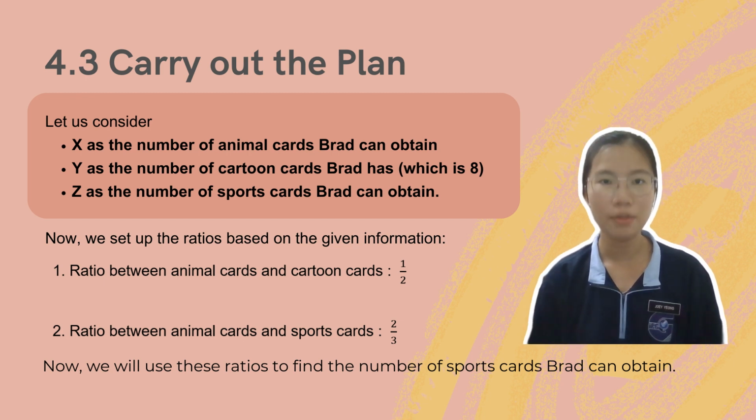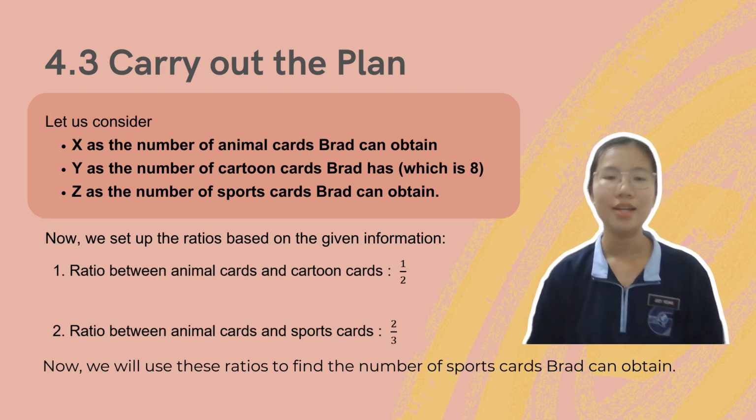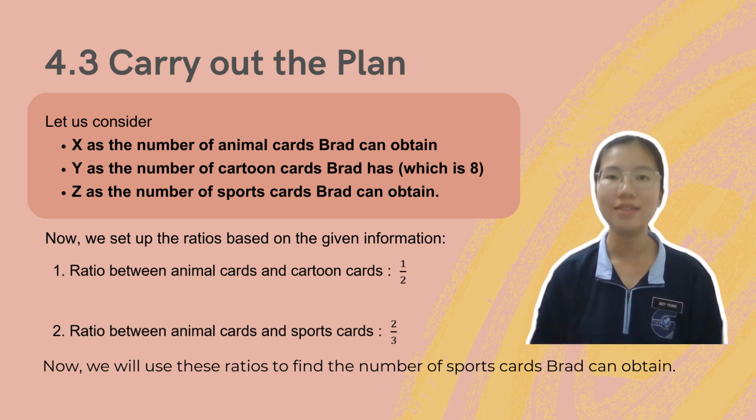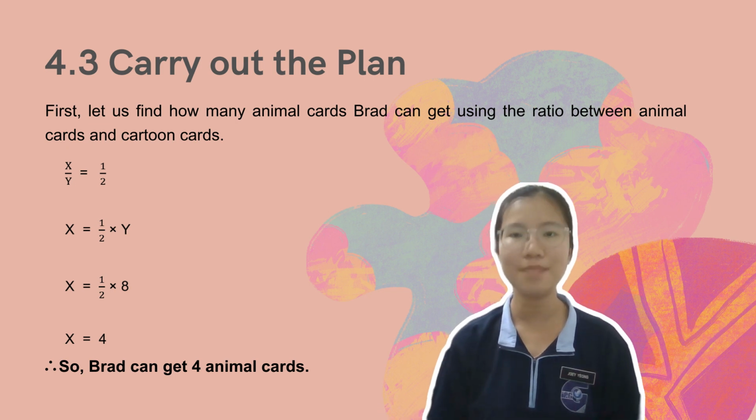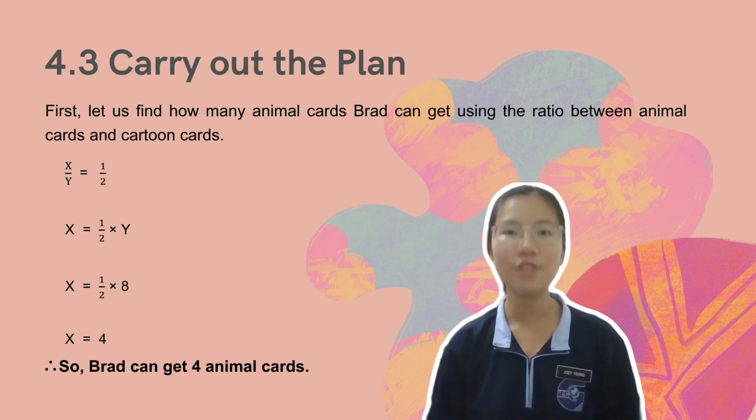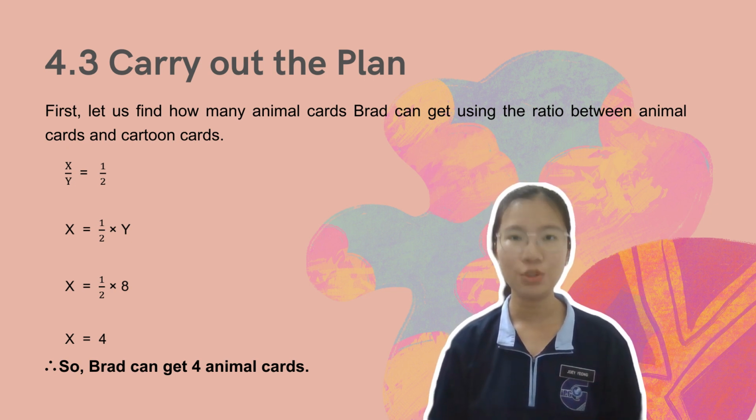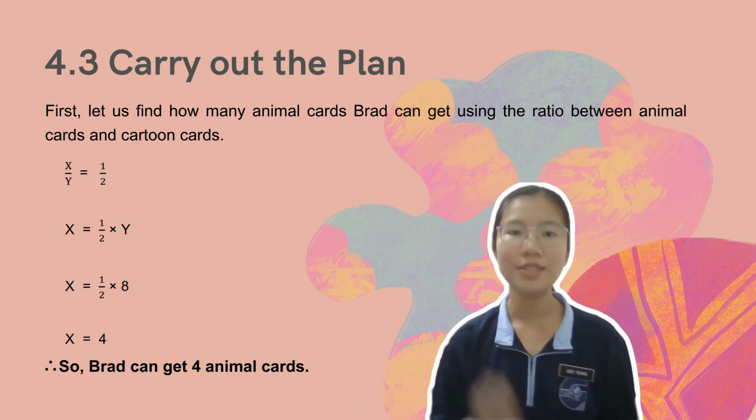Now, we set out the ratio based on the given information. First, the ratio between animal cards and garden cards is 1/2. The ratio between animal cards and sport cards is 2/3. Now, we are using these ratios to find the number of sport cards Brett can obtain. First, let us find how many animal cards Brett can get using the ratio between animal cards and garden cards. S over Y is equal to 1/2. S is equal to 1/2 times Y. So S is equal to 1/2 times 8. Then S is equal to 4. So Brett can get 4 animal cards.